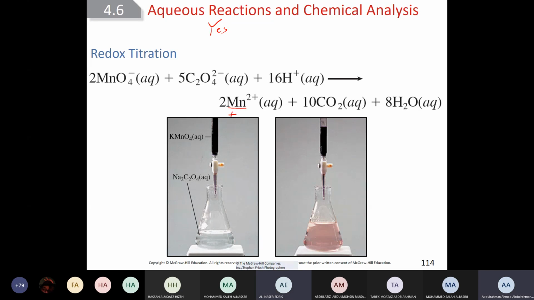+7. No, in here. +2. What is it here? +7. So what happened to the manganese? Reduced. We reduced it to +2 because we added 5 electrons. How many electrons we need to add to it? 5 electrons. Good.